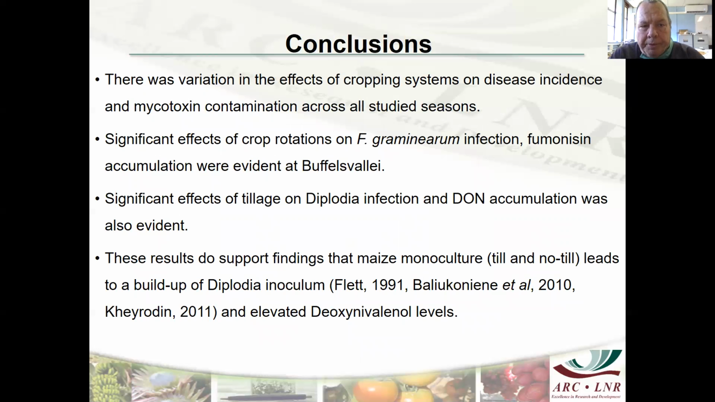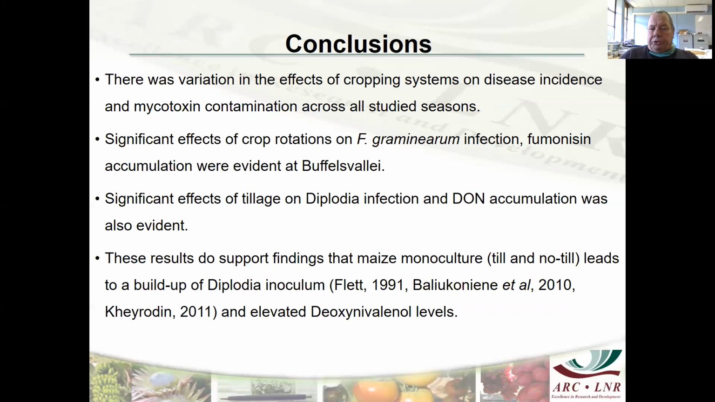In conclusion, there was variation in the effects of cropping systems on the disease incidence and mycotoxin contamination across all the seasons studied. Significant effects of the crop rotations on Fusarium graminearum infection and fumonisin accumulation were evident at Buffelsvallei only in 1 season each. Significant effects of tillage on Diplodia infection and DON accumulation were also evident.